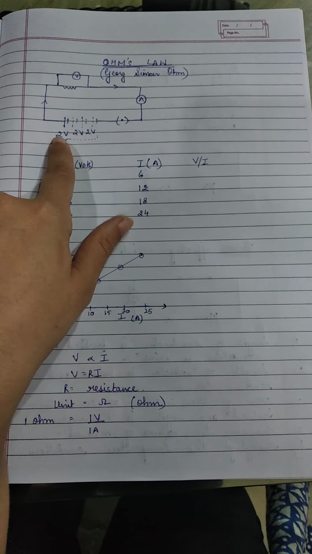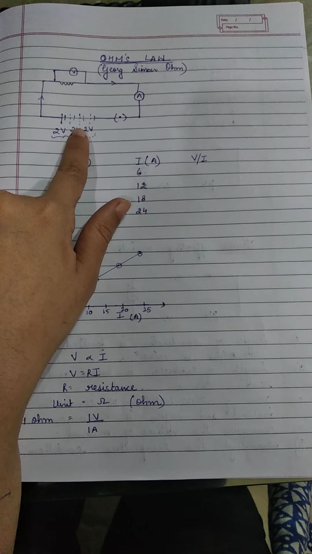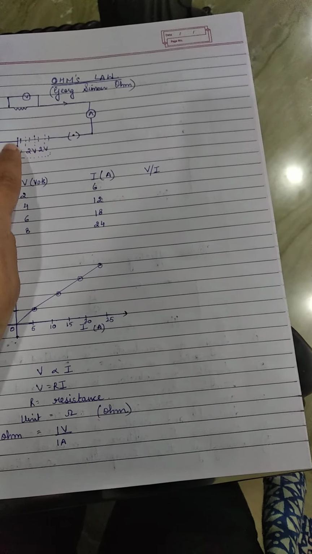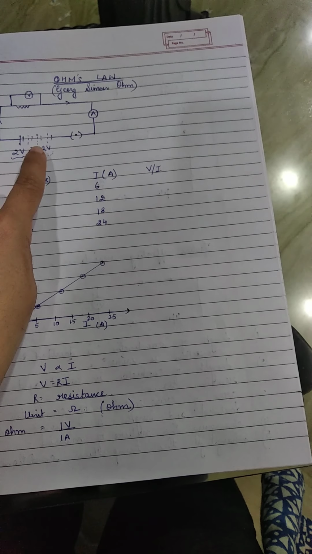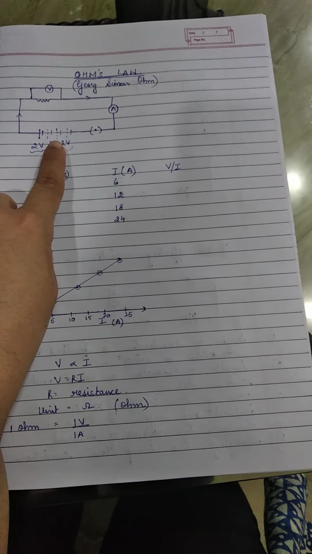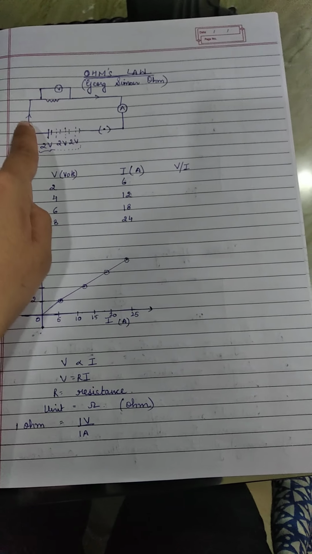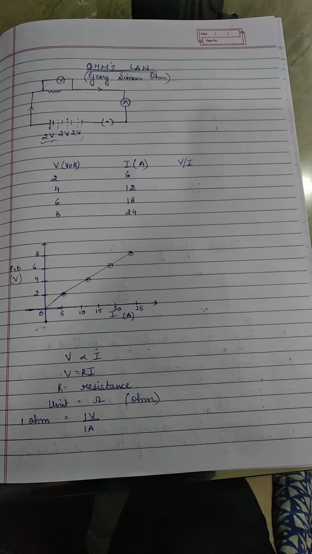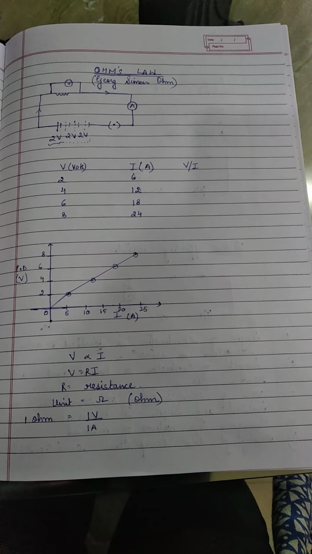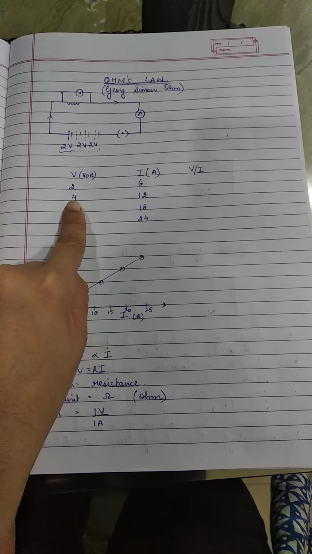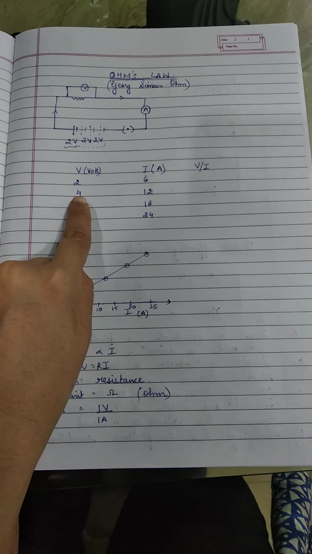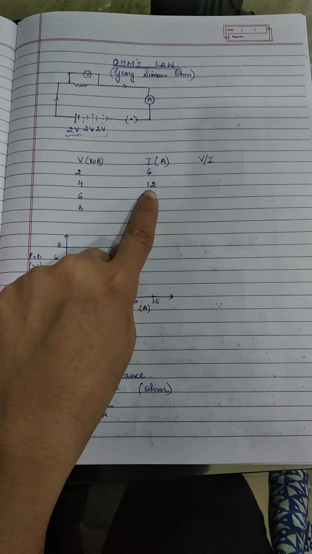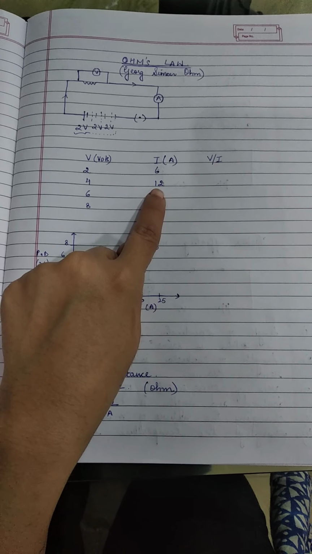Now, by adding another cell to this existing cell, in other words, we form a battery here. That is a battery of 2 plus 2, which is 4 volts. Since I have applied more potential difference, there will be more flow of electrons, and as a result, there will be an increase in current. Now, when the potential difference across the circuit becomes 4 volt, the current will increase till 12 amperes.